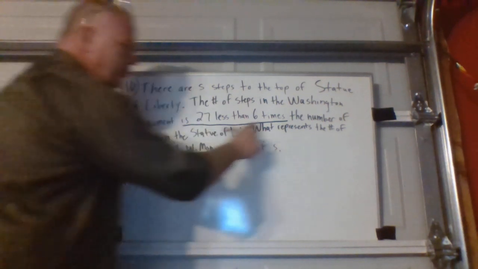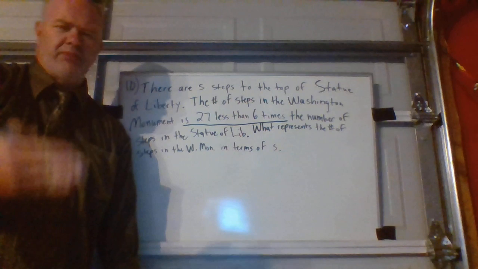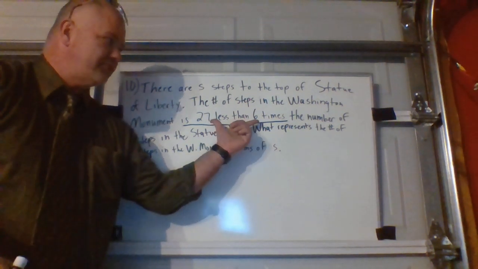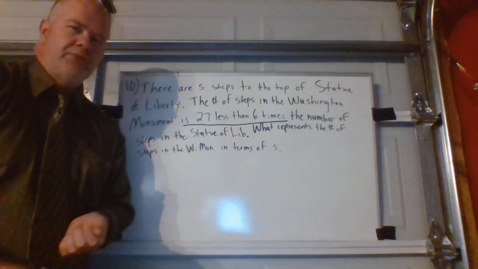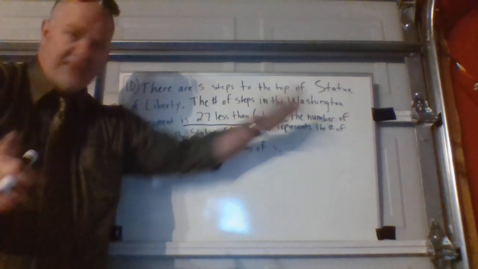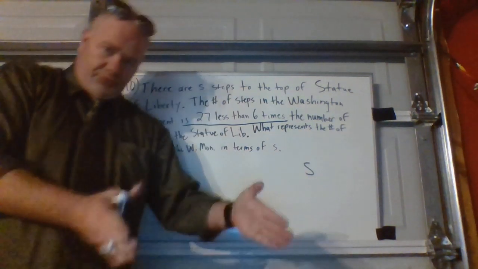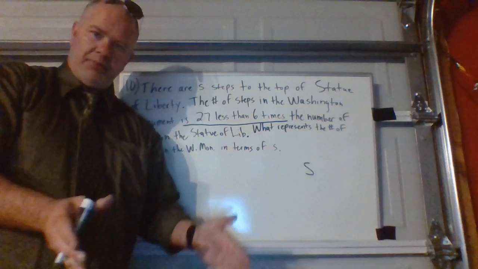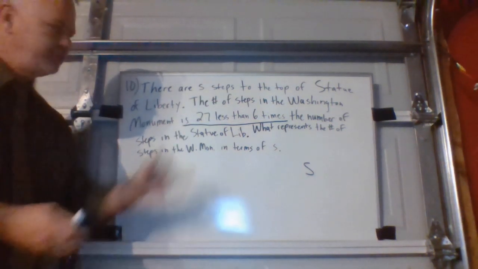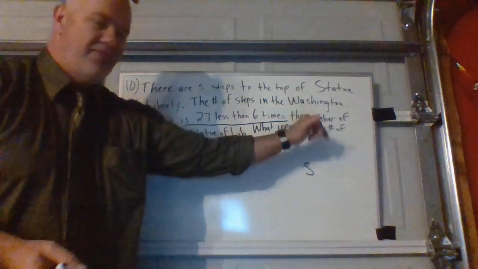If you take a look at the wording here, one really good idea is to think about this backwards. If you have the number of steps here, and you do, that's our S. If we need to go from S, the number of steps at the Statue of Liberty, to the number of steps at the Washington Monument, well, it tells us here. It's 27 less than 6 times that number.